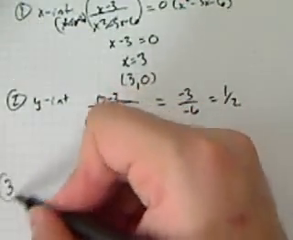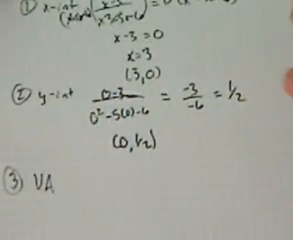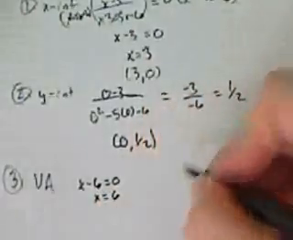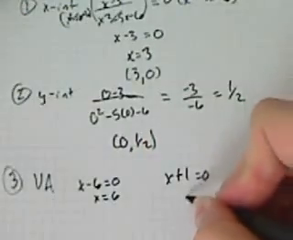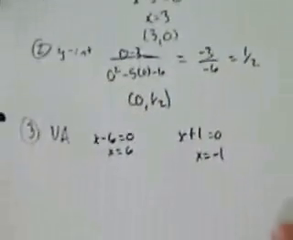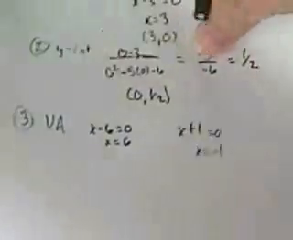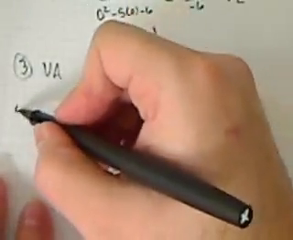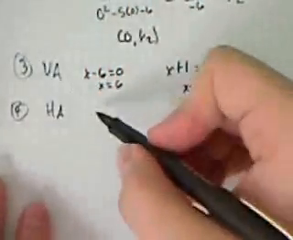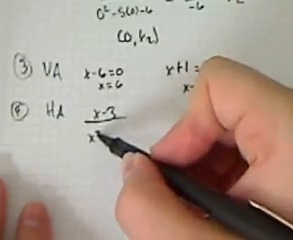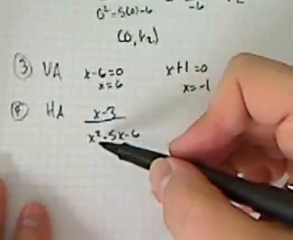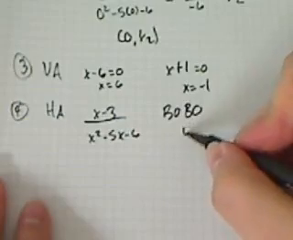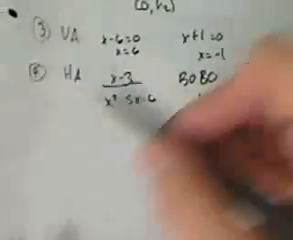Our vertical asymptotes: we take our two factors from the denominator and set them each equal to 0. x minus 6 equals 0, where x equals 6. x plus 1 equals 0, x equals negative 1. Our horizontal asymptote: for x minus 3 over x squared minus 5x minus 6, we have degree 1 over degree 2, bigger on the bottom. So BOBO, y equals 0.